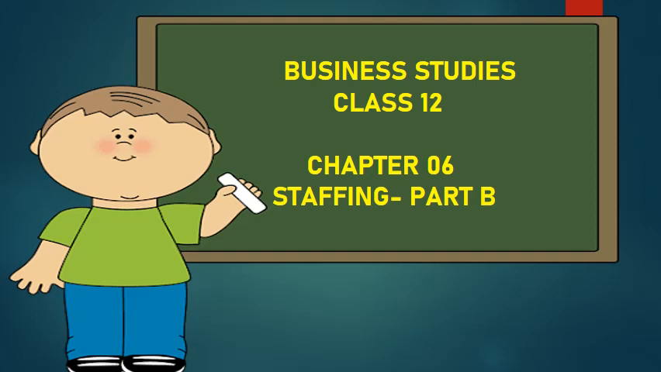In the previous chapter we have discussed the meaning of staffing, its importance, the process of staffing, and under process we have discussed about recruitment. So in this particular chapter we are going to discuss the other two steps in the process of staffing, and those steps are selection and training and development. So we will start with the meaning of selection.